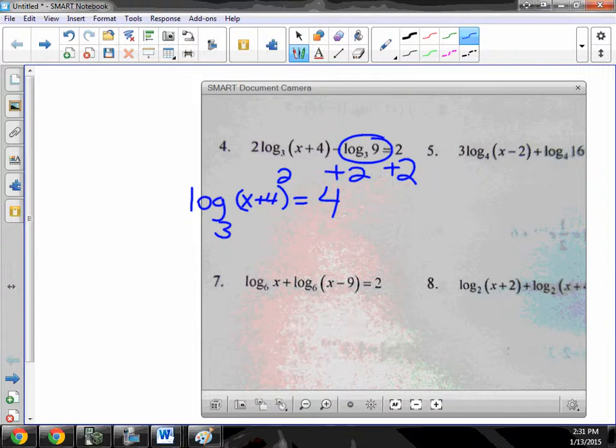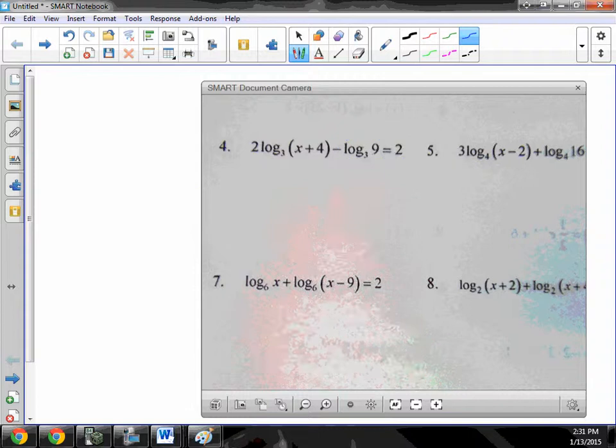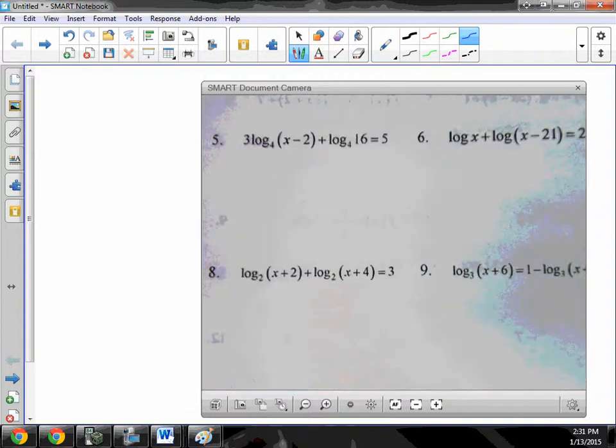It's like we had that x plus 4 squared. If I would have multiplied that out, then I would have had a quadratic, and I would have moved some terms around, and then I would have factored it and got 5 and negative 13. But I avoided that because it made it easier. So if you look at number 5, can we simplify anything off at the beginning?